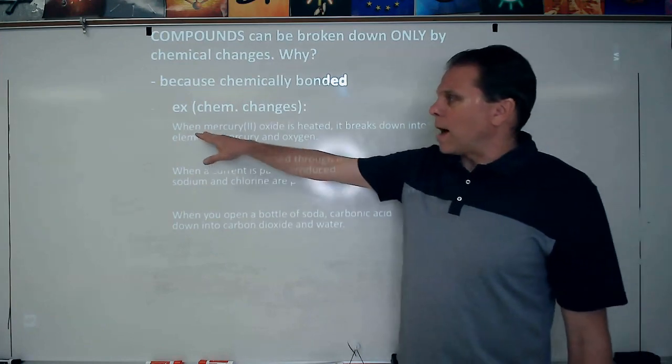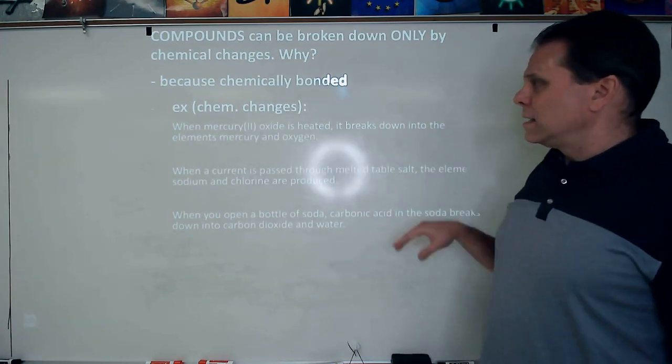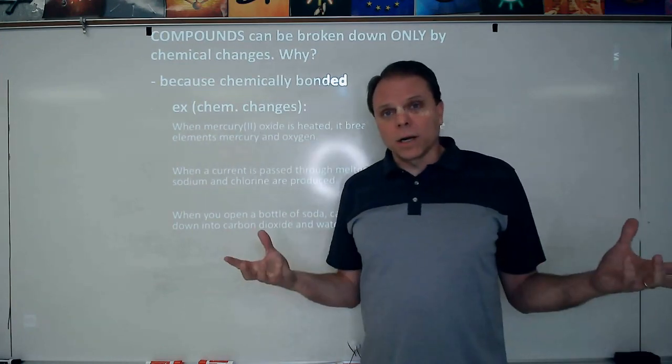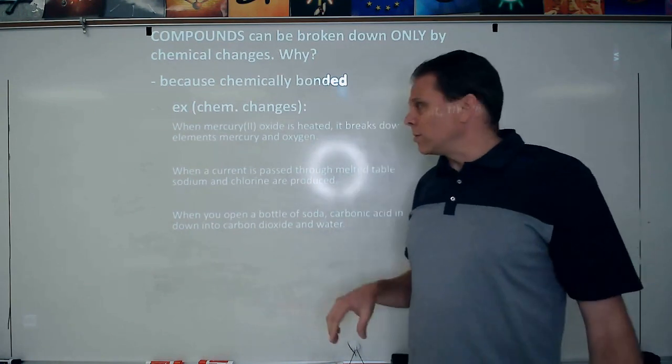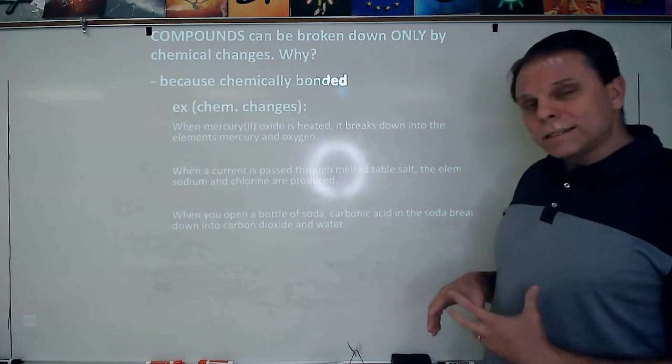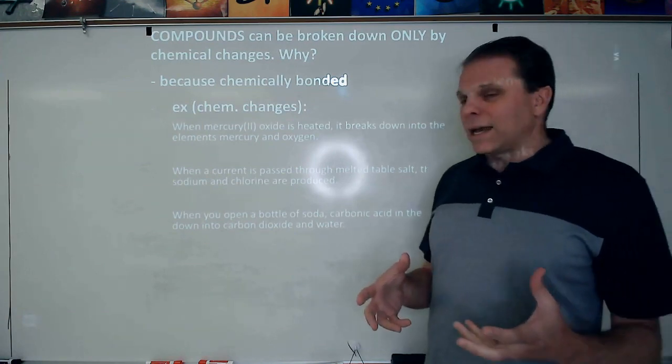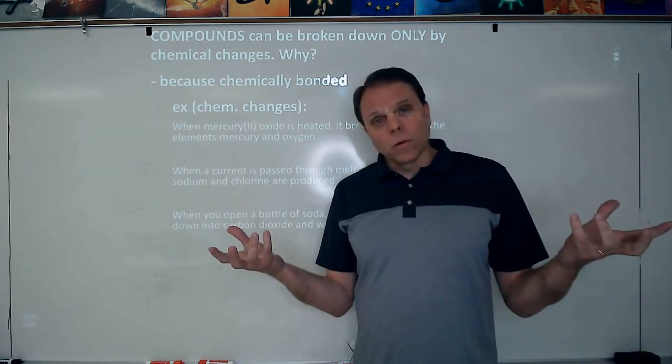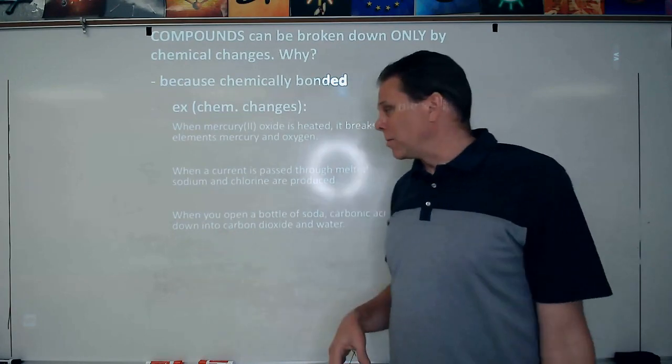So what's an example? How about when mercury 2 oxide is heated? Okay, then it breaks that mercury 2 oxide into mercury and oxygen. If I pass a current through melted table salt, I can actually end up getting sodium and chlorine separated out. That's kind of cool, right?